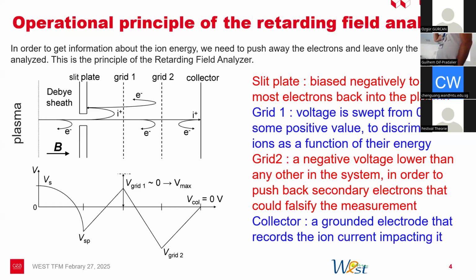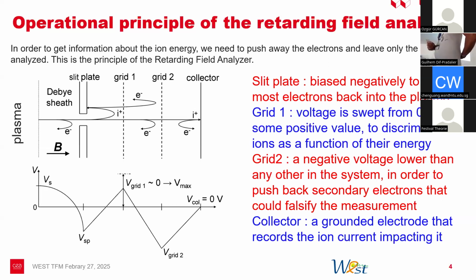And then we can scan it positively up to several hundred volts in order to gradually push back the ions as a function of their energies. Now, the ions can also hit the second grid, and electrons that come into the cavity can also hit it. So we bias the second grid negatively. It's the most negative voltage in the system in order to push back the remaining electrons and also repel any secondary electrons that get released from the collector due to ion impact.